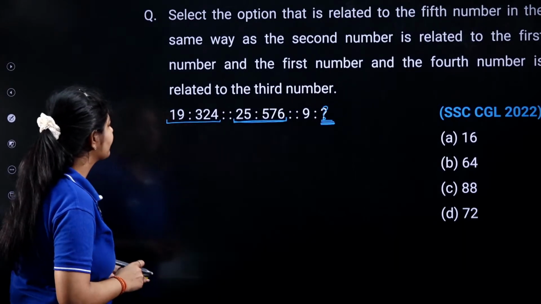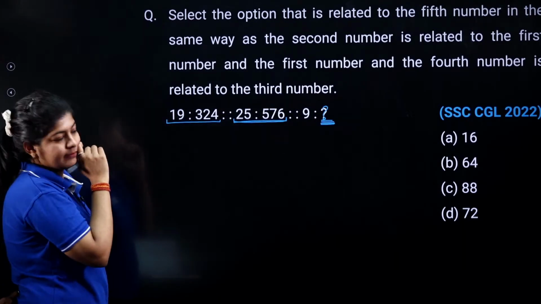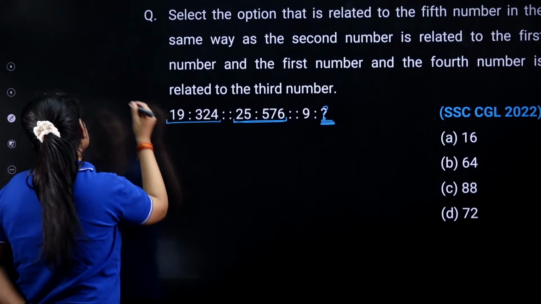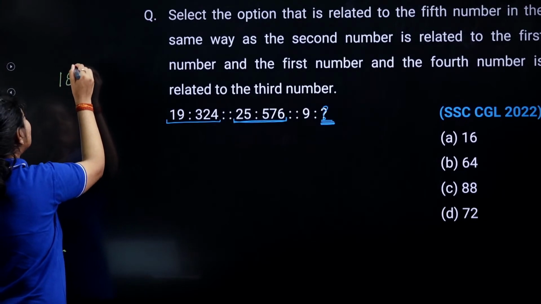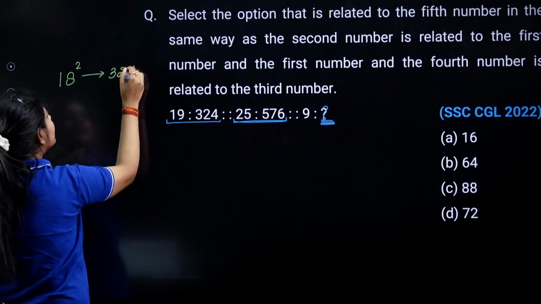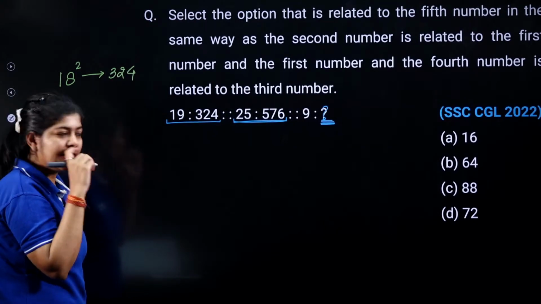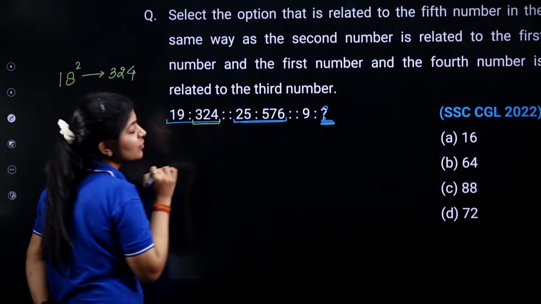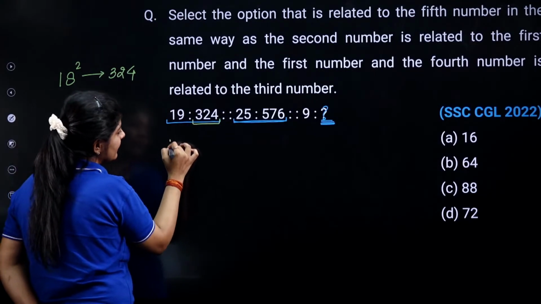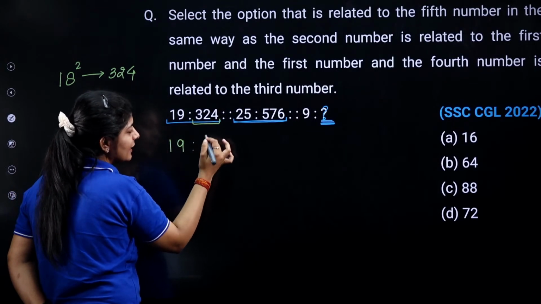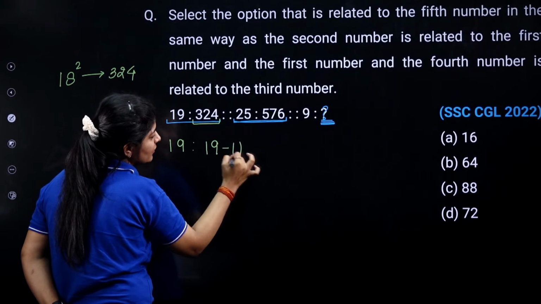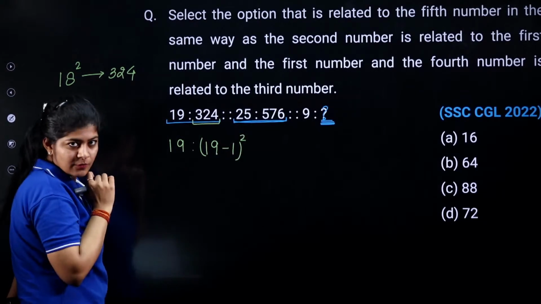Okay, let's see. Here this is 19. But when I come to this number, 324, I'm recalling all the squares that I learned. I know that the square of 18 is nothing but 324, right? This number is a perfect square. So first number is related to the second number. How? First number minus 1 square. This is what we are having.